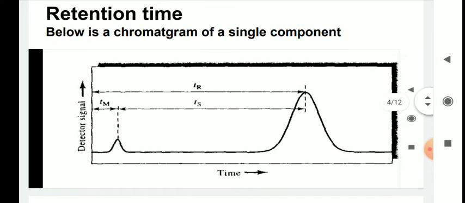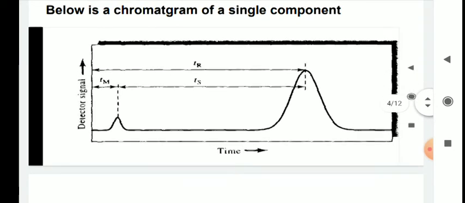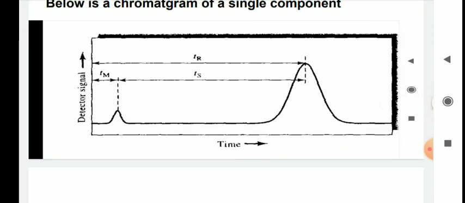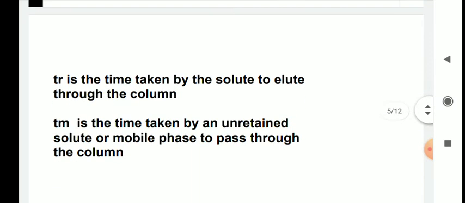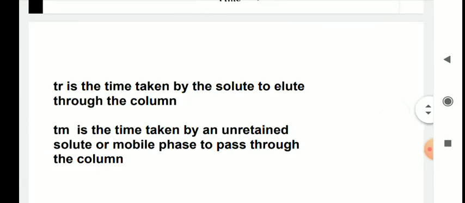If you are having multiple components, then each component will have a different Tr value. So if you have two components A and B, A will have a Tr value of Tra, B will have a retention time value of Trb. This retention time is used to calculate various terms, various factors in chromatography. So Tr is the time taken by the solute to elute through the column. Tm is the time taken by an unretained solute or mobile phase to pass through the column.